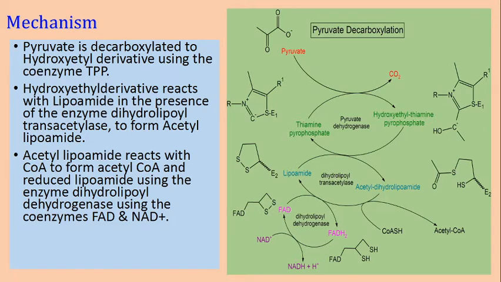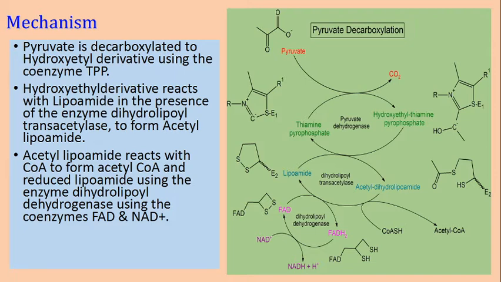Now the second step is that this hydroxyethyl thiamine pyrophosphate will react with lipoamide, the oxidized form of lipoamide, which is a derivative of another coenzyme, lipoic acid, to yield a product called acetyl dihydrolipoamide, with the help of the second enzyme embedded in the pyruvate dehydrogenase complex, that is dihydrolipoyl transacetylase. So this is the second reaction.